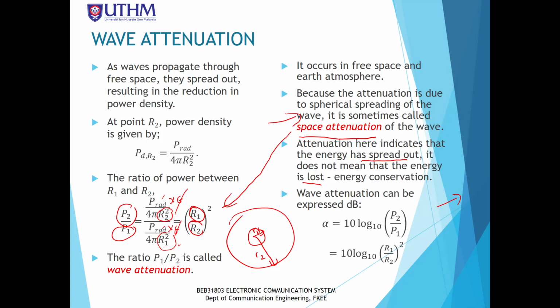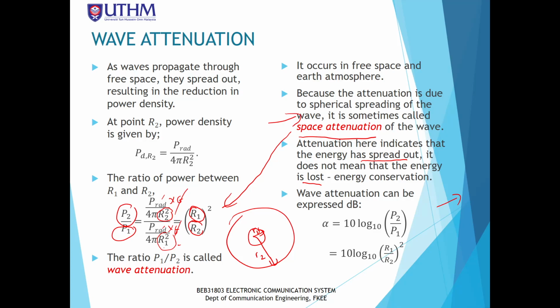It is not actually caused by losses. The power density becomes smaller not because of the losses, but it is actually due to the distance. The farther away the distance, the bigger the spherical shape becomes. So the energy is spread in a bigger area, a bigger space. That is why the power density becomes smaller and smaller.